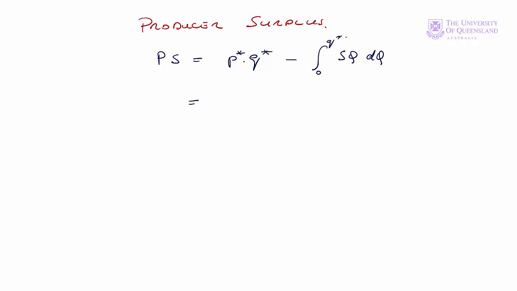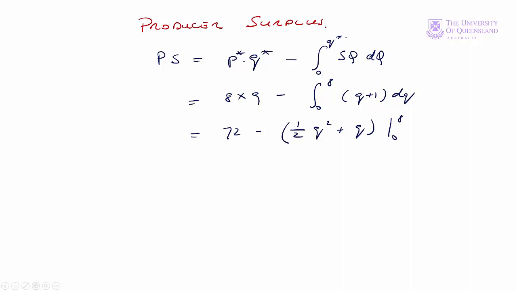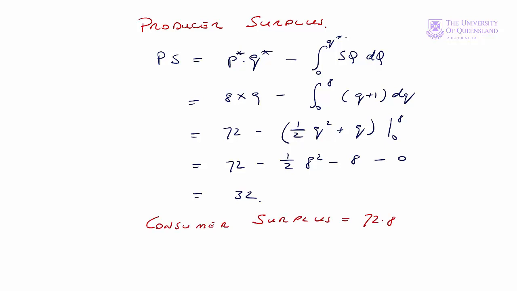In this example, that will be 8 times 9 minus the integral from 0 to 8 of Q plus 1 times dQ. It's equal to 72 minus 1/2 Q squared plus Q evaluated from 0 to 8. That's 72 minus 1/2 8 squared plus 8 minus 0, and that's equal to 32. And finally, stating our answers, consumer surplus is 72.8, and as we just found, producer surplus is 32.